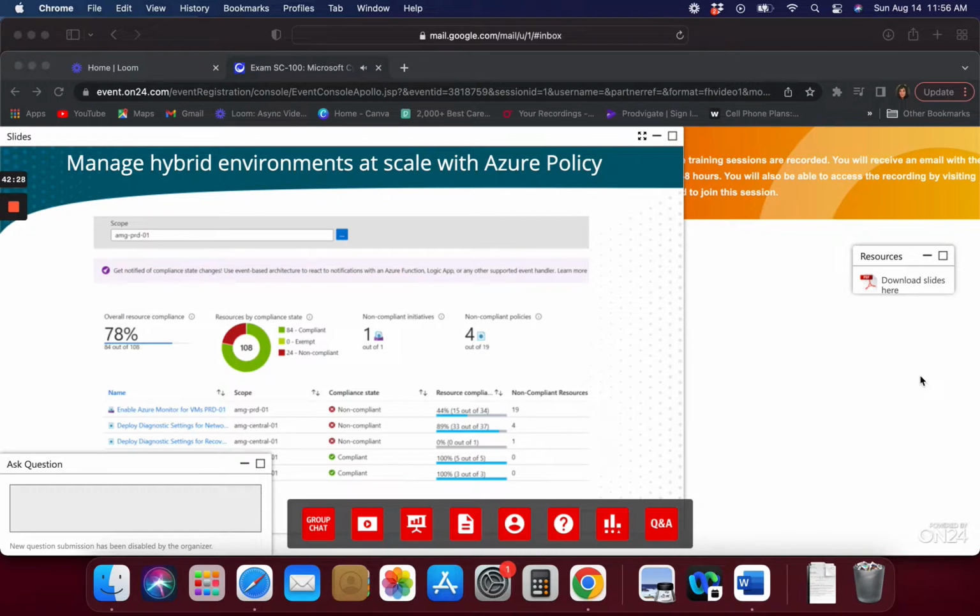By default, the standard compliance evaluation cycle occurs every 24 hours. Of course, we can force and trigger the compliance scan anytime using PowerShell or the API. Azure Policy is not only for Azure services, you can also use it for on-premises servers and multi-cloud with Azure Arc.